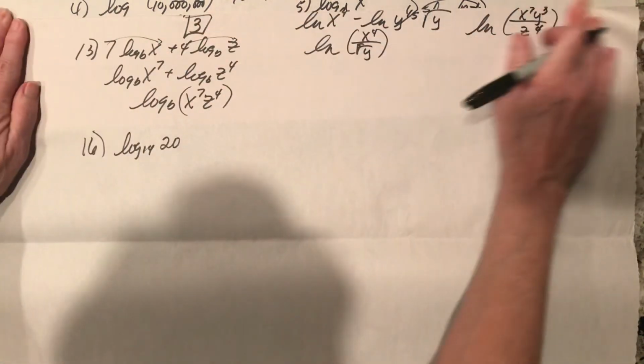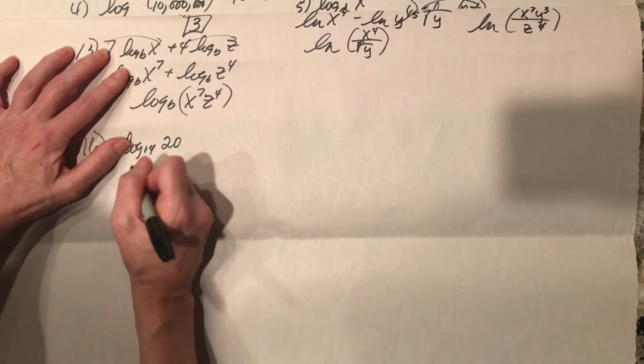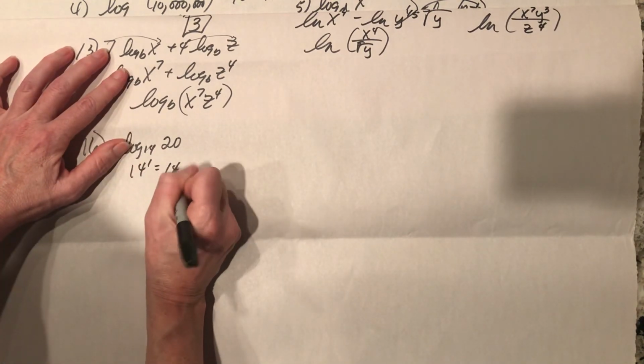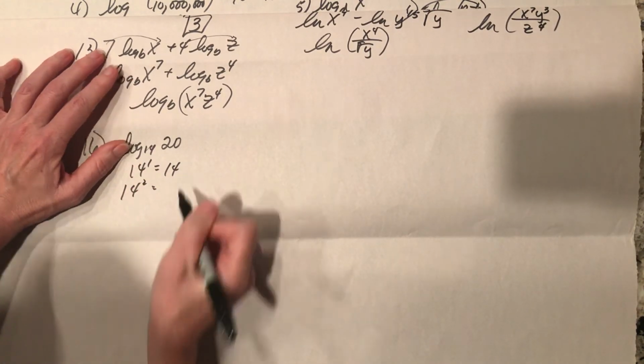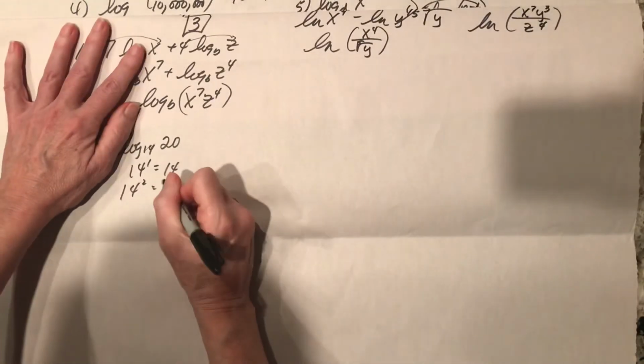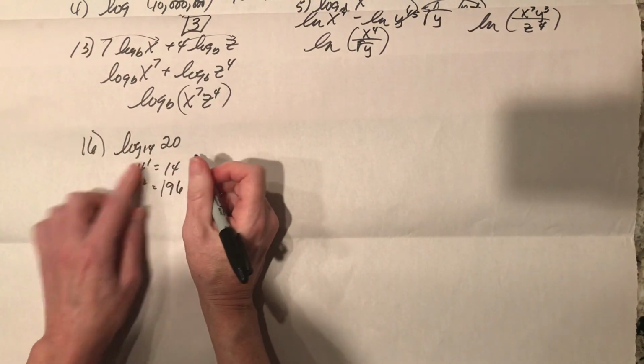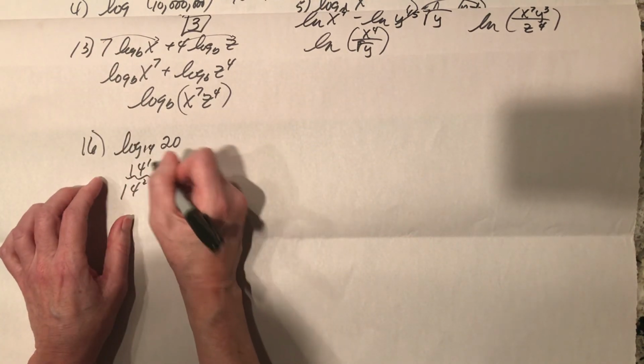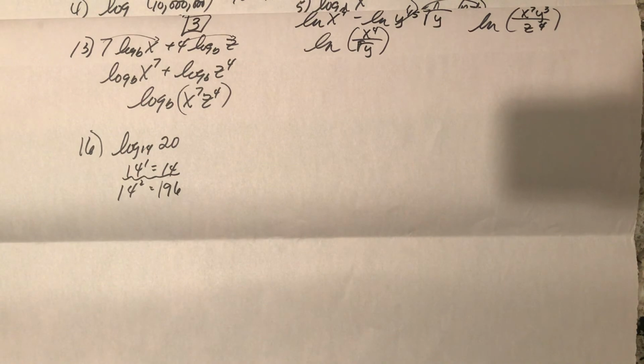What do you have to raise 14 to make it be a 20? 14 to the first power is 14. 14 to the second power is 196. So if we're gearing for 20, we're way up here. We're almost just a little bit more than 1.